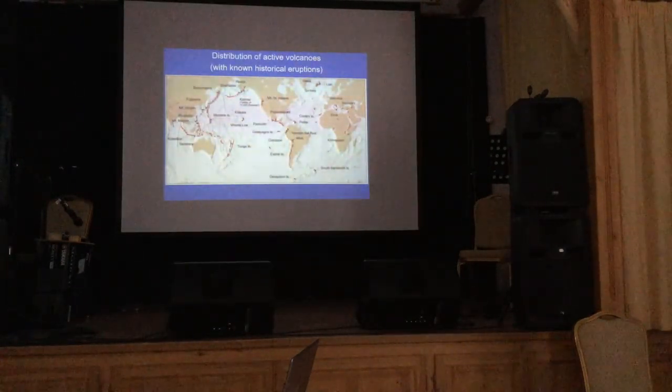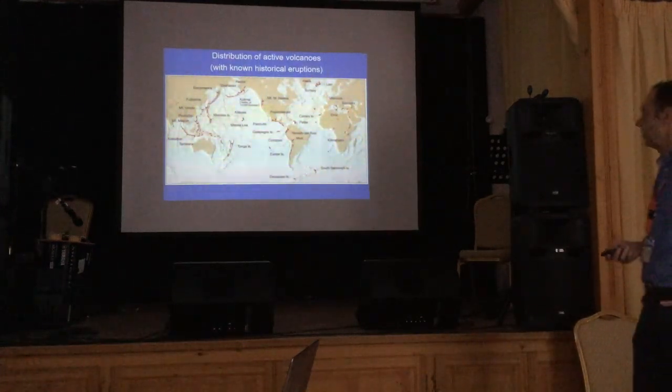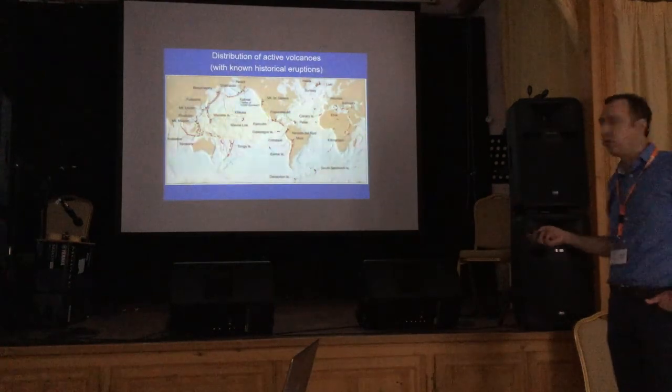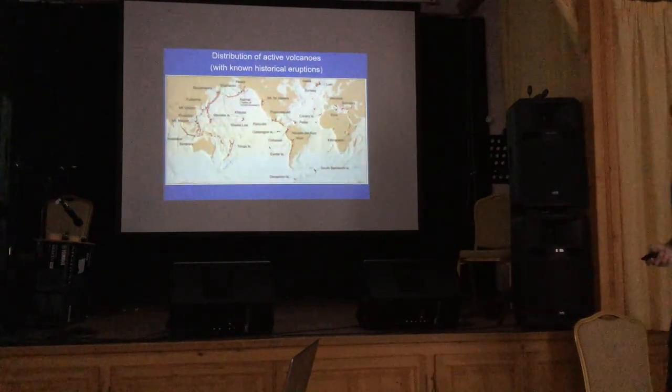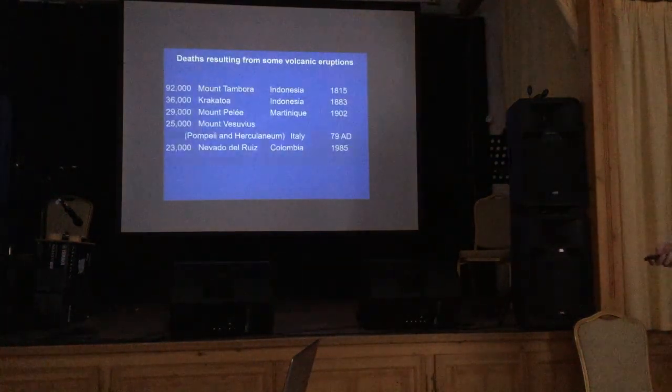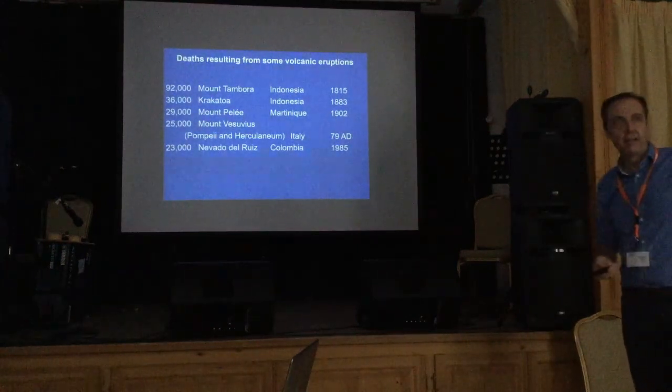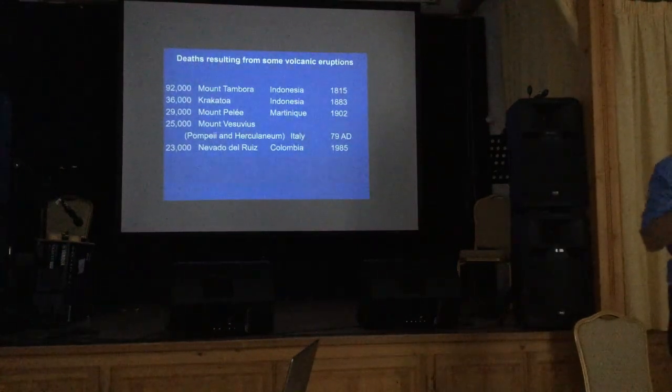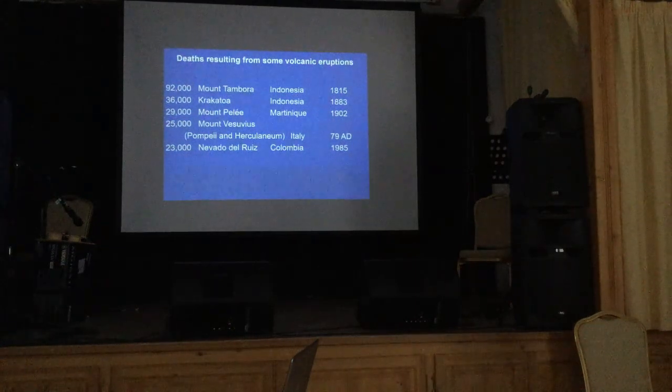This is an image with the distribution of active volcanoes in the world, where by active volcanoes we mean volcanoes that had eruptions in history. And you see there are tens and tens of active volcanoes spread, I can say, all over the world, also in the interior of the continent. This is a quite common slide, just to impress the audience, to show the number of people that died during very famous eruptions.